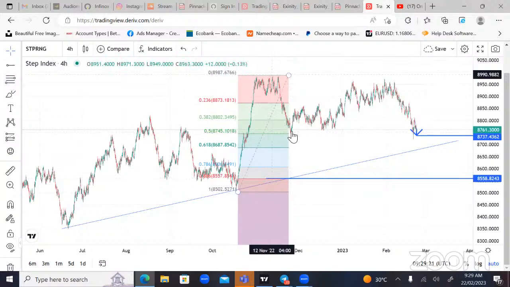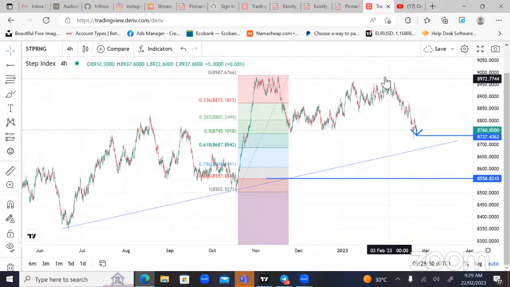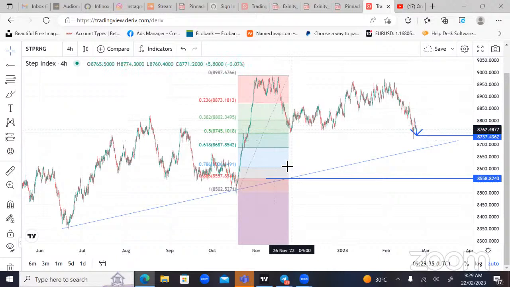Now the change of character happened on the 50 fib, almost close to the 50 fib. So it broke to form the C leg. Now, if I want to find a fib, I move it from here to here. So over here, I'm expecting to get to 88 or 113.